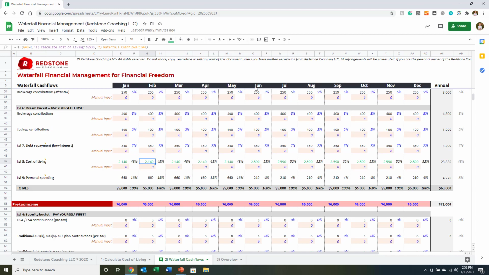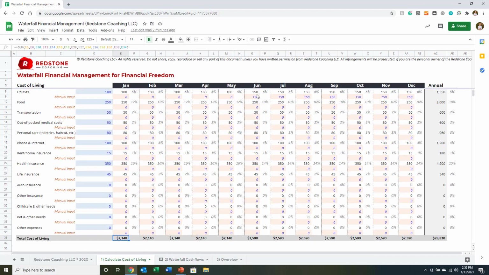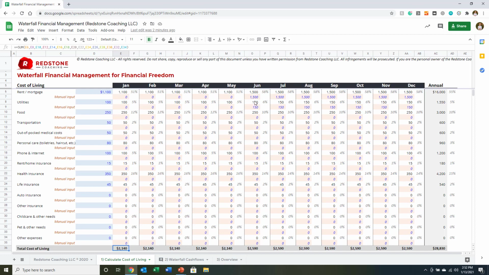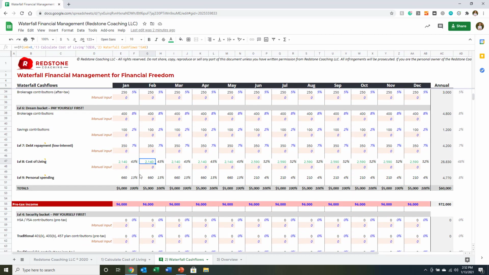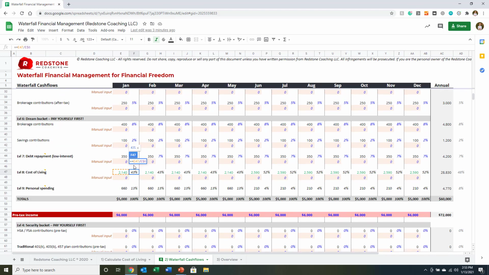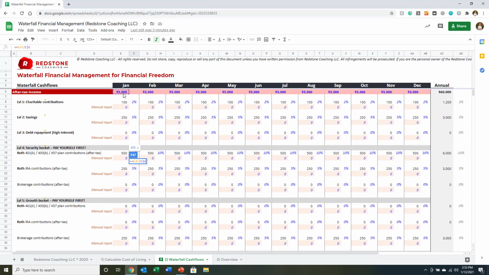So if this is pulling correctly, we should know that in June we said we're moving apartments, or making a change, and we're going to be paying more in rent and utilities. Well, that was 2,590 in June. So you can see here in June, the total cost of living is linked and increases to 2,590. So this is where this number is coming from. And what's cool is you can see that your total cost of living is calculating as 43%. Well, what this is saying is 2,140 is 43% of 5,000, which is your after-tax income for January.